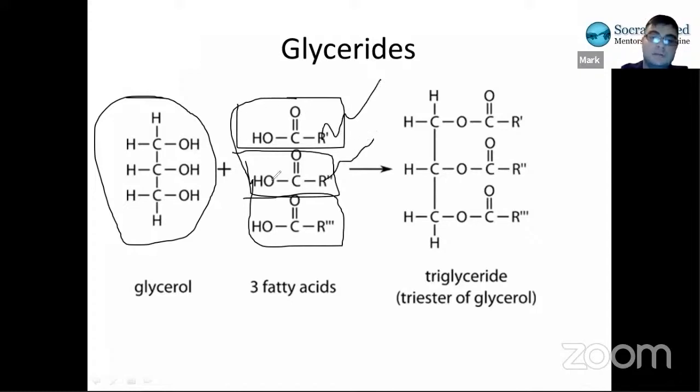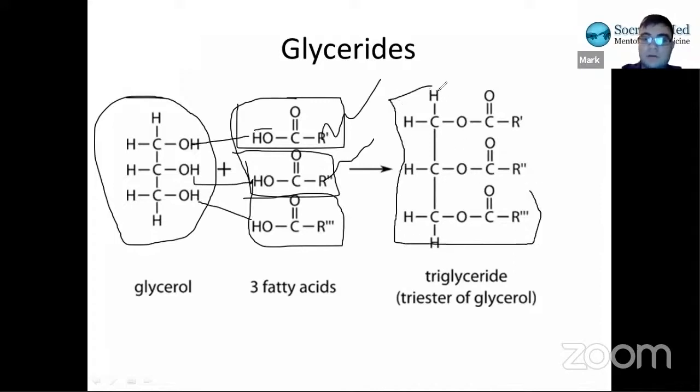And then these 3 plus this 1 glycerol actually can react together to form a triglyceride, which is a triester of glycerol. And you can see here, this is where the glycerol is. And this OH is actually a combination of this OH and this OH. So this is a dehydration reaction because you lose one OH and you lose an H to make an ester.